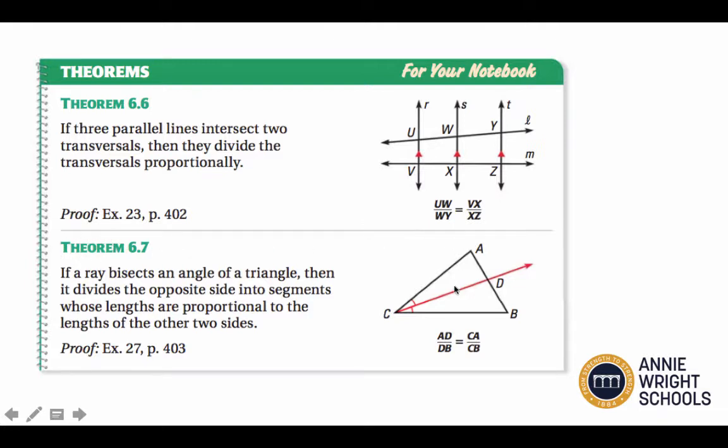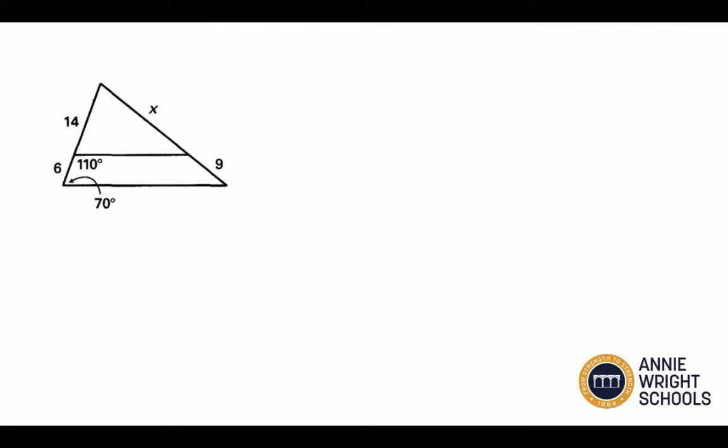This is the really cool theorem. I think it's one I always forget about. And that's that an angle bisector bisects the opposite side of a triangle into proportions of those adjacent sides. So look, AD is to DB what CA is to CB. I always forget that one, so I think that one's so cool. Let's take a look at how you use these in some examples.